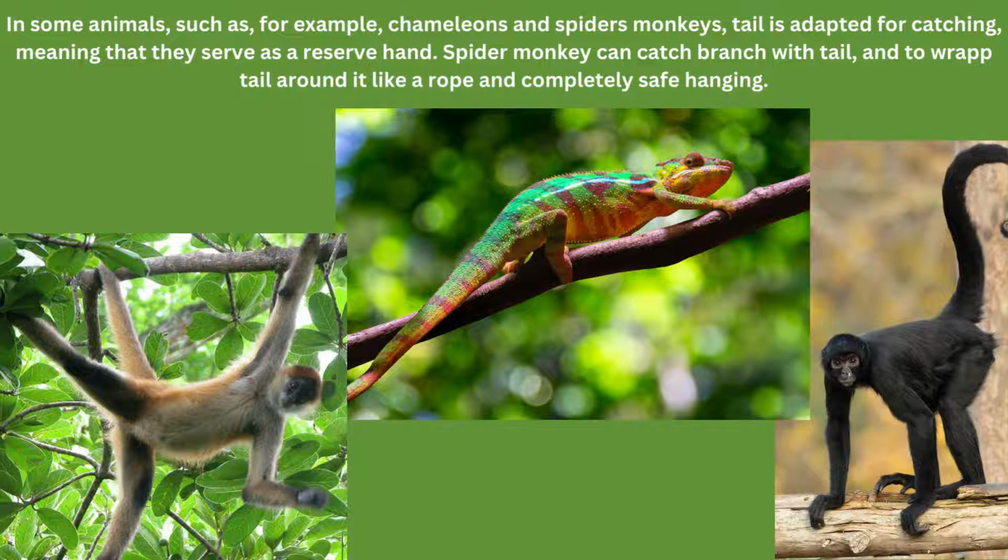In some animals, such as for example chameleons and spider monkeys, the tail is adapted for catching, meaning that it serves as a reserve hand. A spider monkey can catch a branch with its tail and wrap the tail around it like a rope and hang completely safe.